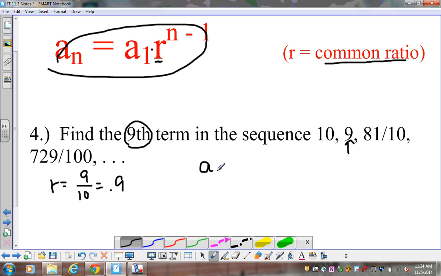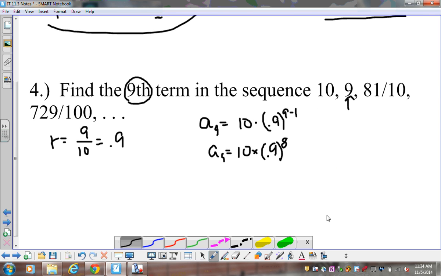So we're looking for my ninth term, so it's a sub 9 equals my first term, which is 10, so 10 times my common ratio, which we said was 0.9, raised to the n minus 1. Now since I'm looking for my ninth term, this n value is going to be 9, so it's raised to the 9 minus 1. All right, so a sub 9 is going to equal, let's just take this step by step, 9 minus 1 is 8, so it's 10 times 0.9 raised to the 8th power.